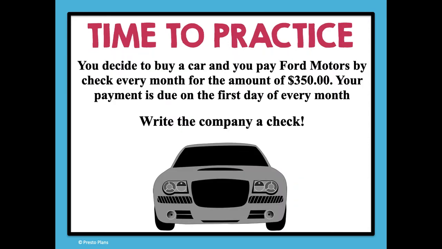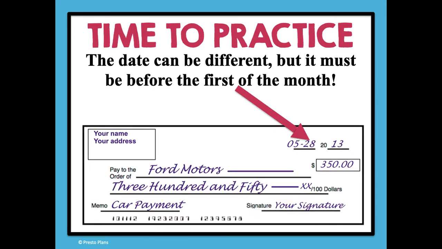Now you decide to buy a car and you pay Ford Motors by a check every month for the amount of $350. Your payment is due on the first day of every month. Write the company a check. It will look something like this.